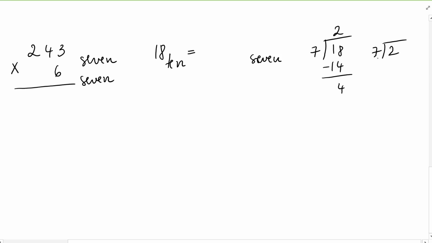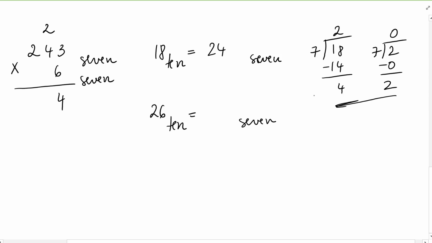And now 2 divided by 7 is 0. 0 times 7 is 0. Subtract, 2. So when we write the remainders, we get 2, 4. So we put here 4 and we move over 2. 6 times 4 is 24 plus 2 is 26 in base 10. So let's change that to see what it is in base 7.